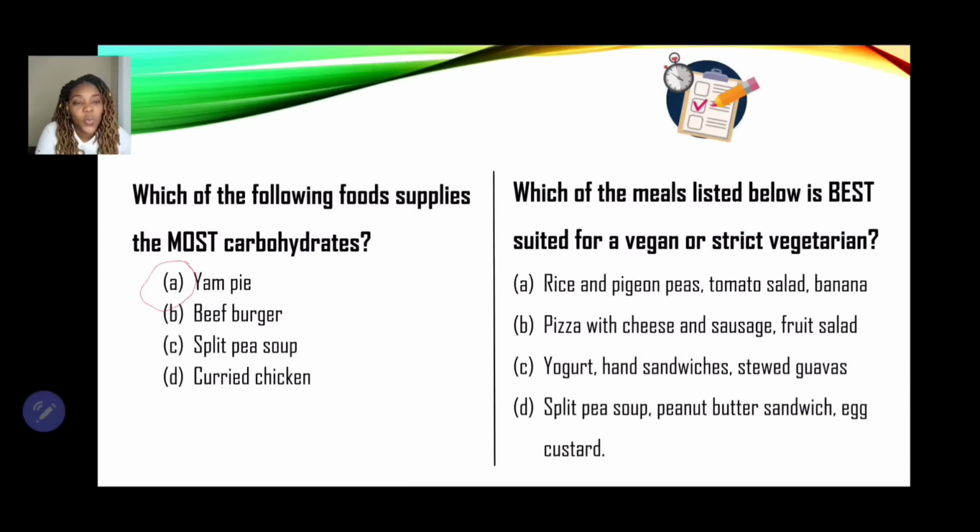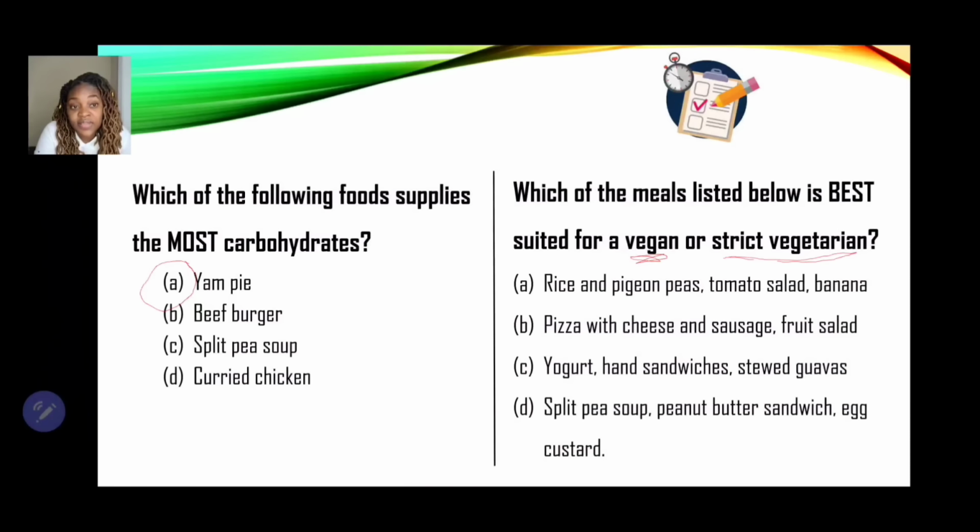Next question. Which of the meals listed below is best suited for a vegan or strict vegetarian? So another name for vegans is strict vegetarians. And who are vegans or strict vegetarians? They are persons who exclude all animal products from their diet. So these persons only consume vegetables, good? And they will get their protein sources from the legumes group.